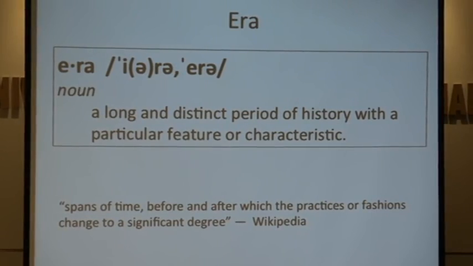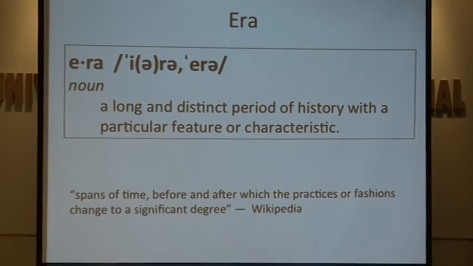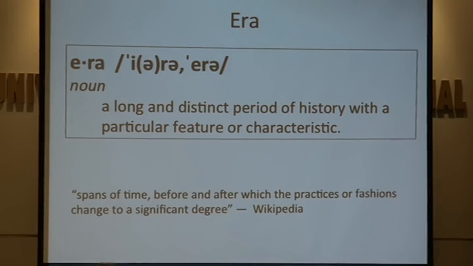So let's talk about what the English word era means. One dictionary says it's a long and distinct period of history with some particular feature or characteristic. So it's a time that you can characterize some way. I actually kind of like what Wikipedia says. It's a span of time which, if you look before and after it, you can see that there was something distinct about that span that made it different. And so we're talking about eras of computing. We're really going to be talking about what makes each era distinct and different.